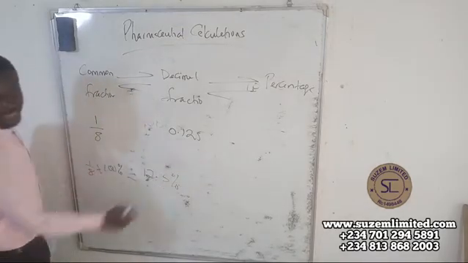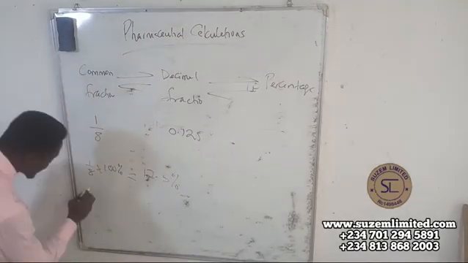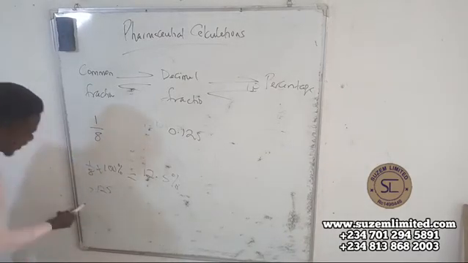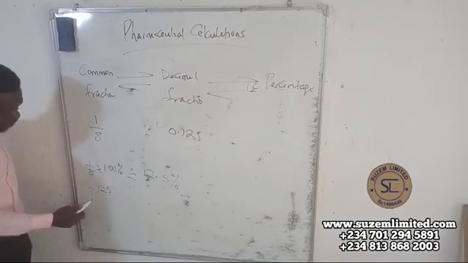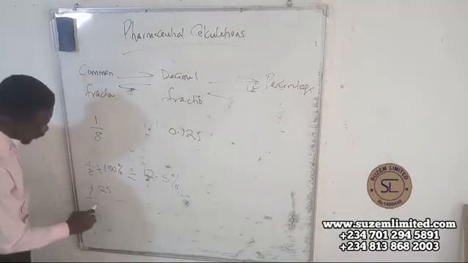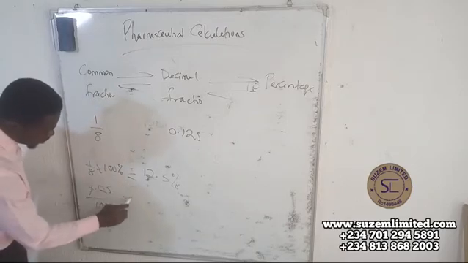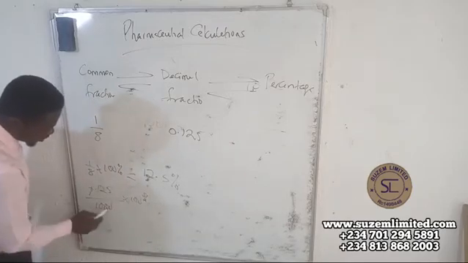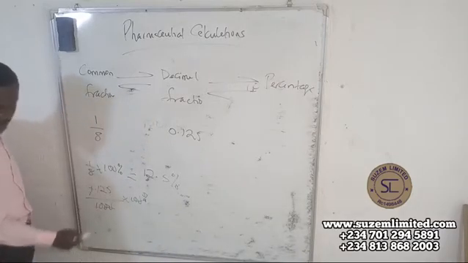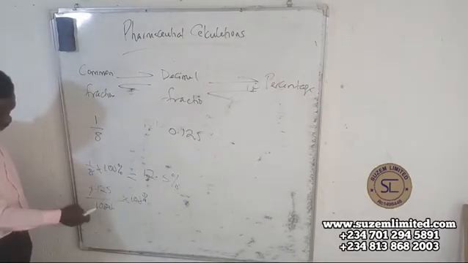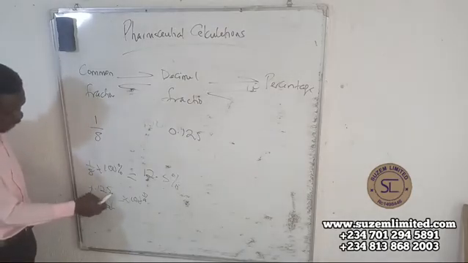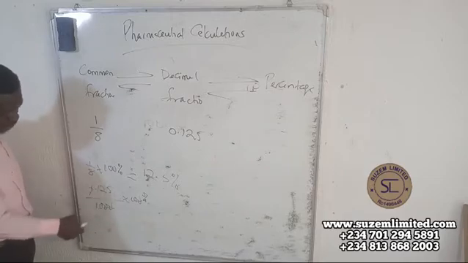Let us multiply 0.125 times 100. Remember, this is the same as 125 over 1000 times 100%. The zeros will cancel. What remains is 125 over 10. Use 10 to divide 125. The 0 here will move the decimal point from here to here, and cancel this 0. It becomes what?